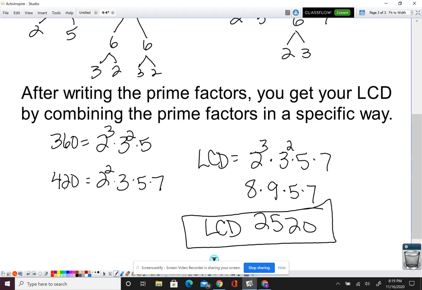Now, if we just took 360 and 420 and multiplied them together, we could get a number that both of those would go into, but it is not the least common denominator. It is a denominator that we could switch them to, but not the least common denominator.